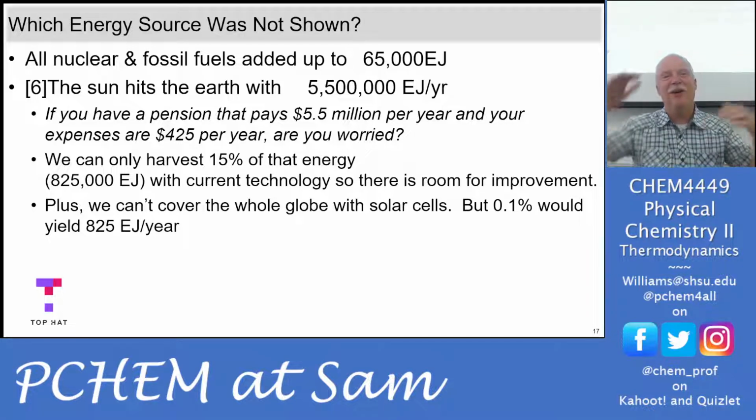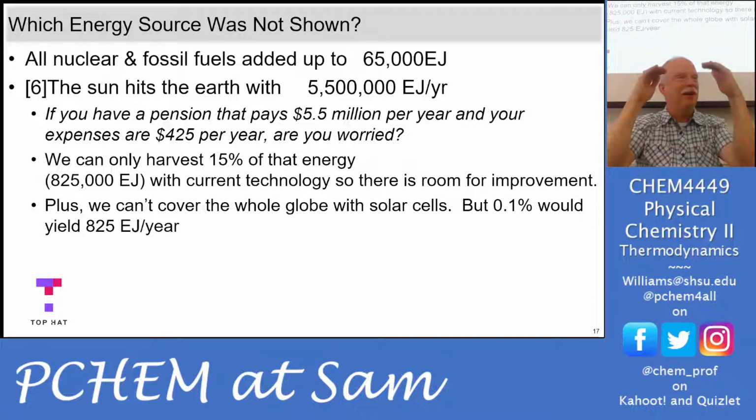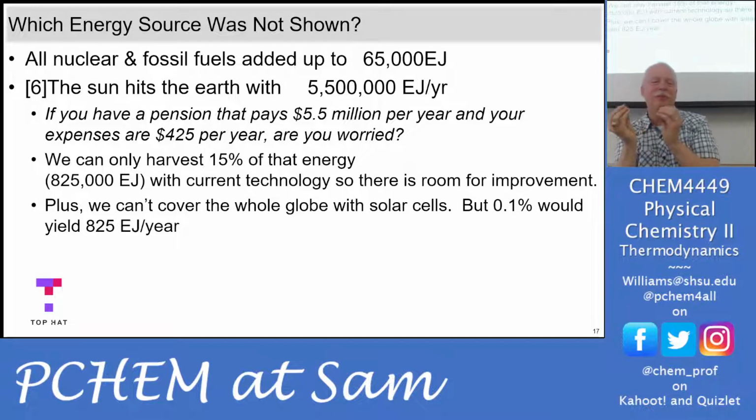Now, I mean, it's the whole planet, right? We got a pretty big planet. So if you add up how much the sun is hitting the planet, that's how much energy we're getting hit with every year. Okay. But even if we convert it, like 1.1% would yield 825 exajoules per year.